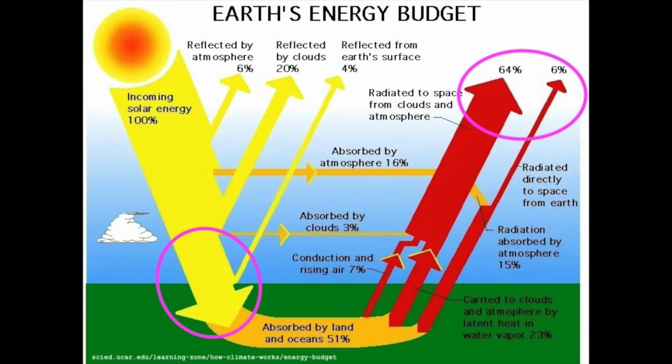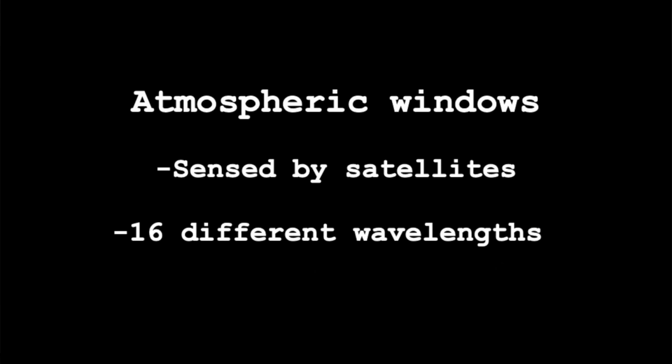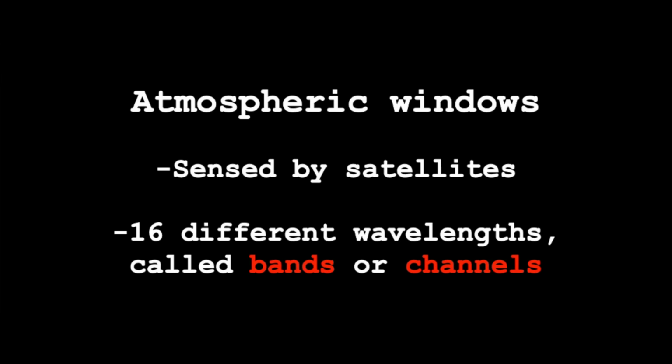These particular wavelengths, these portions of the electromagnetic spectrum that are able to pass through instead of being absorbed, are called atmospheric windows. These atmospheric windows are sensed by satellites, which allows us to get a peek into the atmosphere. We can look at the atmosphere using various wavelengths, each of which allow us to get different information about the weather that's ongoing below. There are 16 different atmospheric windows or wavelengths that pass through that the satellites can sense. These are called bands or channels.